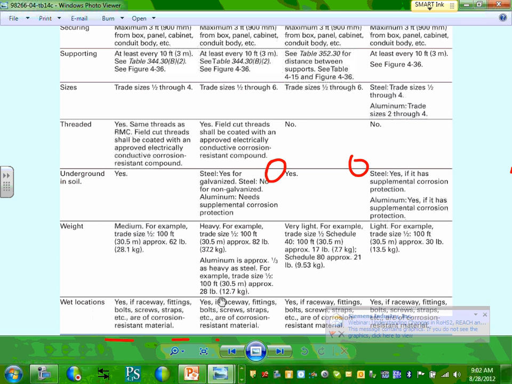And wet location, this is my favorite. Can you install them in wet location? Yes for rigid, yes for intermediate, yes for PVC, yes for EMT. Just because you can put them in wet location, guys, doesn't mean it's a good idea. Now, Jeremy, when you go to a wet location, what's your conduit of choice? PVC. That's it. Though you can do galvanized rigid steel underground. EMT can be underground. It has to be protected by corrosion protection, though.